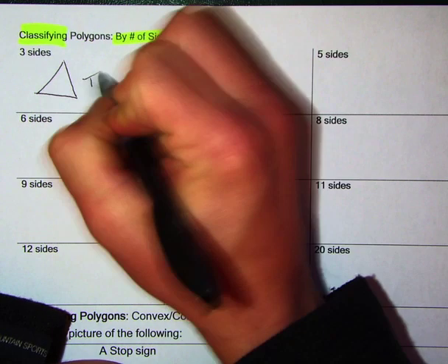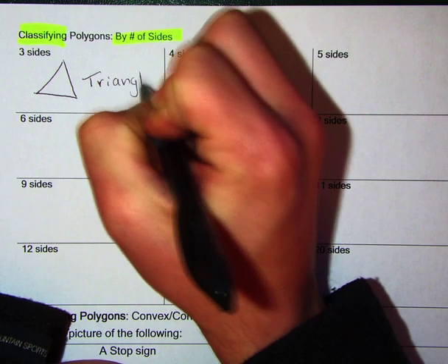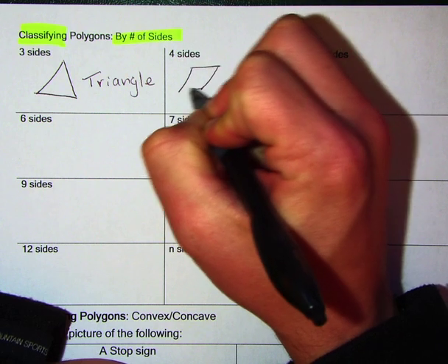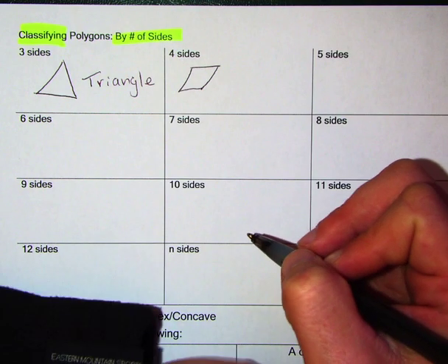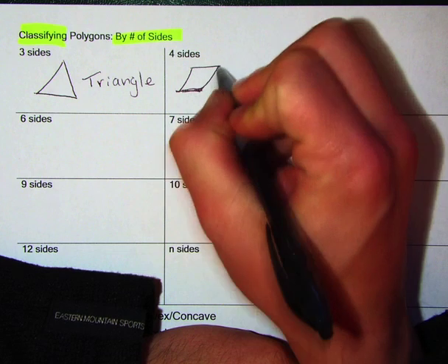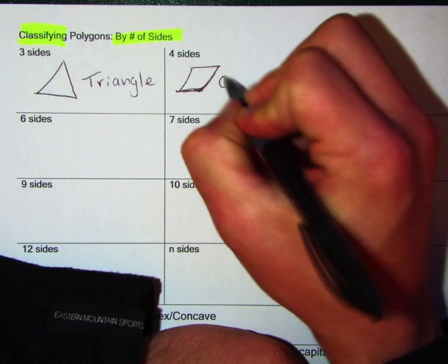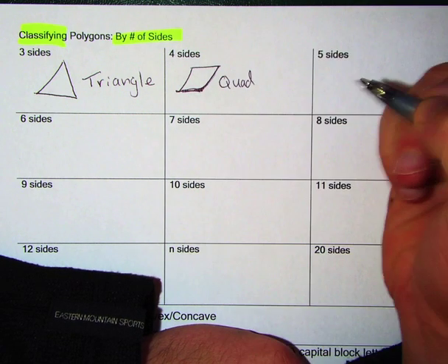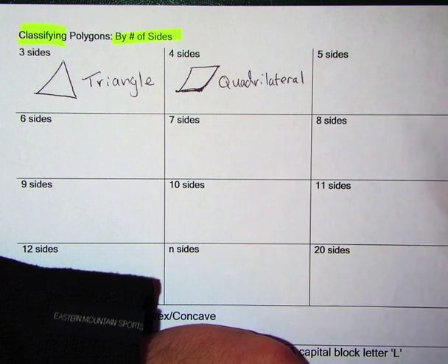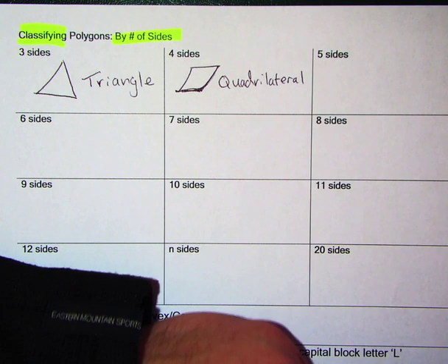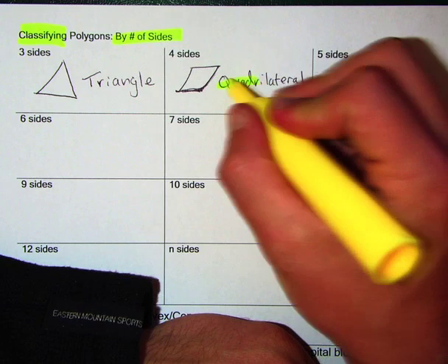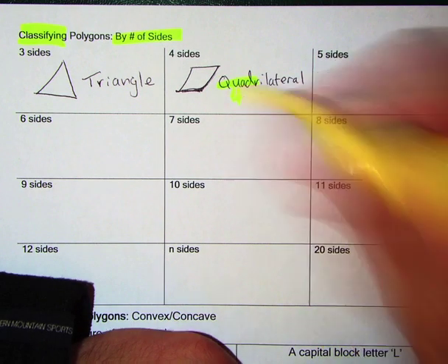3 sides, I think you know, is a triangle. 4 sides, I could make a square, but that's not the class. It just has to have 4 sides. And anything with 4 sides is called a quad for 4. Quadrilateral. And it's all about the prefixes today, guys. All about them. So quad means 4.